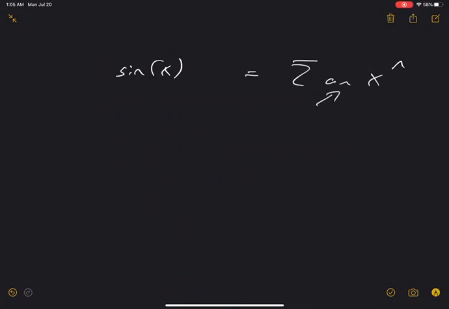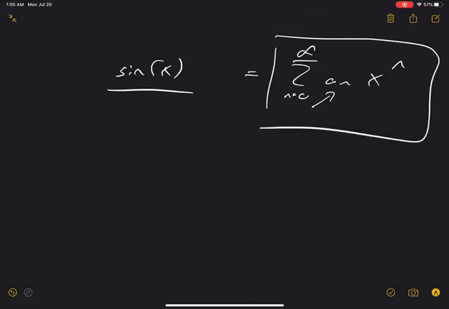I forget what these constants are. We're going to solve for these coefficients in the next section. But basically what happens is I can rewrite this sine of x as a power series. I can find a power series that represents my function.